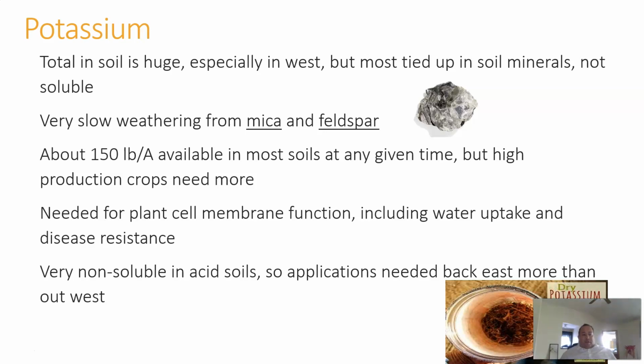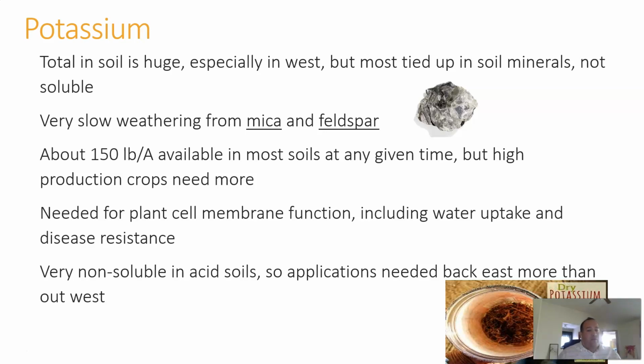The third of our three is potassium. The total potassium in soil is huge, especially in the West, but it's usually tied up in soil minerals and not soluble. It's harder to get it to move around. You can get it through very slow weathering from mica and feldspar. About 150 pounds per acre is available in most soils at any given time, but if you're going to do high production commercial farming, you're going to need more than that.